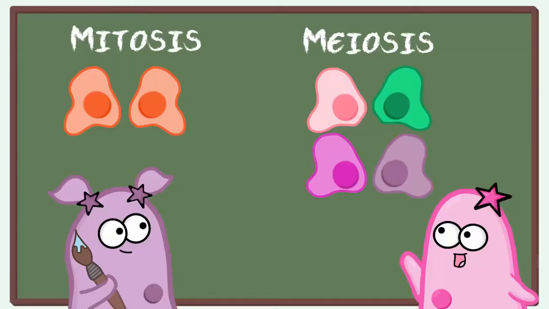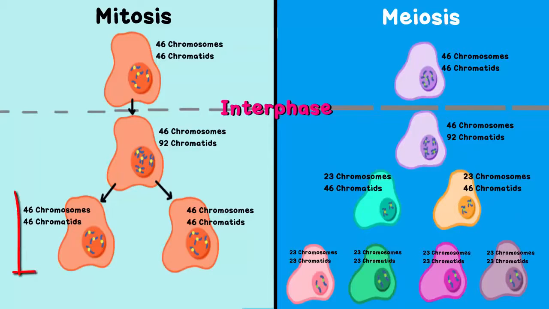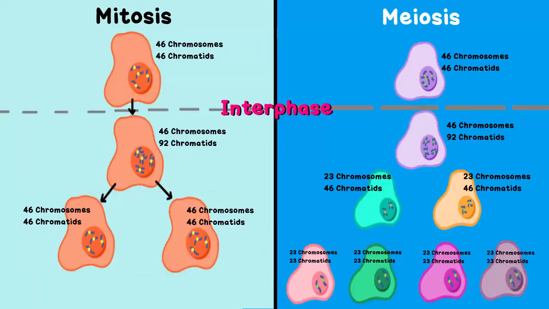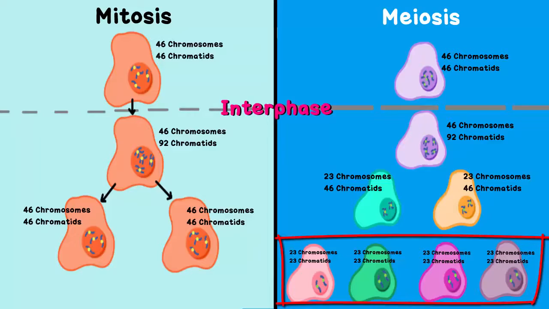Just a reminder that in mitosis, the resulting 2 cells are identical, so they have the same number of chromosomes as the original cell. So the 2 daughter cells after mitosis have 46 chromosomes and they're identical. But in meiosis, it's a reduction division. The 4 daughter cells have half the amount of chromosomes as the original cell. That's why each daughter cell after meiosis has 23 chromosomes.